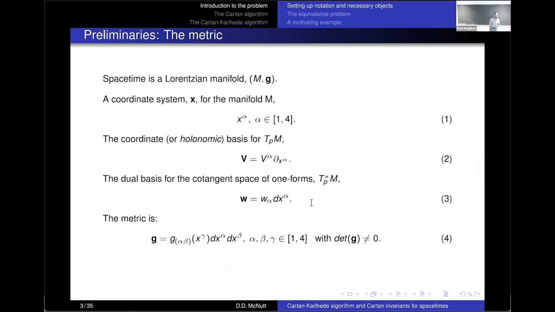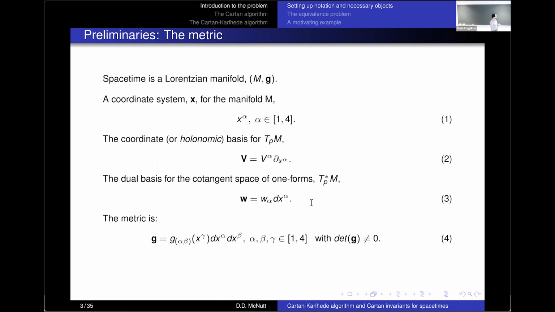Okay, so standard textbook entry. This is to specify my indices. So alpha, beta, gamma, these are going to be coordinate indices. For any spacetime, it's a Lorentzian manifold. We have a coordinate system, x alpha. I will stay in 4 dimensions. And we have a holonomic basis or coordinate basis. So we have vectors and one forms, which is a dual basis. And we can write out the metric in the coordinate space, just like one would expect from differential geometry.